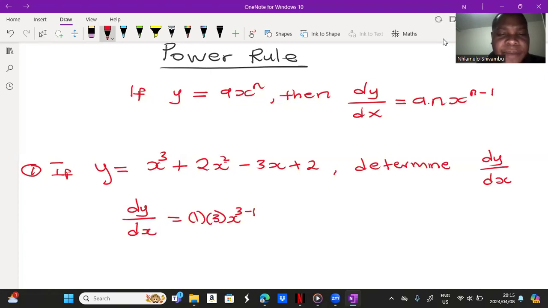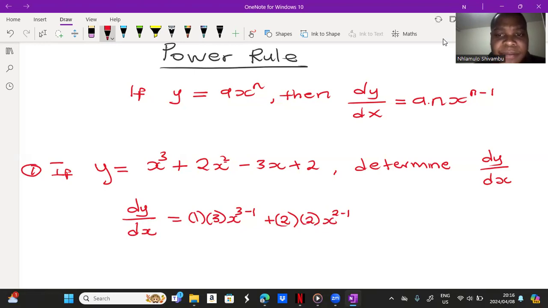So we're done with the first term, and we go to the second term. In the second term, we're going to have plus the coefficient, which is 2. We take the coefficient and multiply it with the exponent. So this is going to be 2 times 2, x, and then we reduce the exponent by 1. So this is 2 minus 1. Done with the second term, go to the third term.